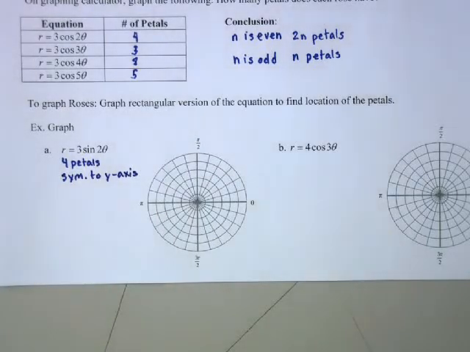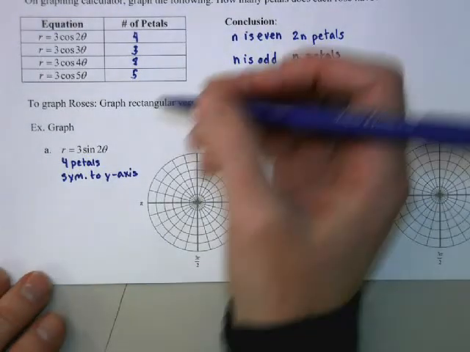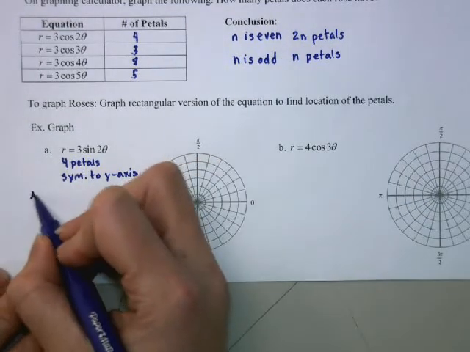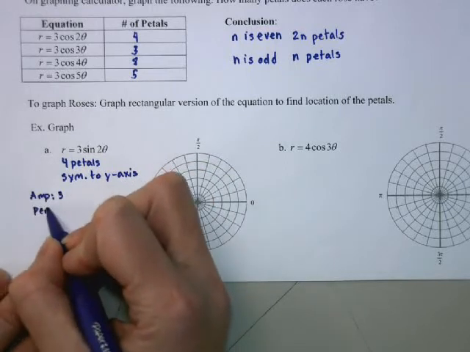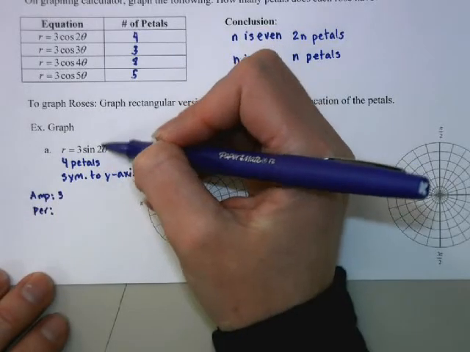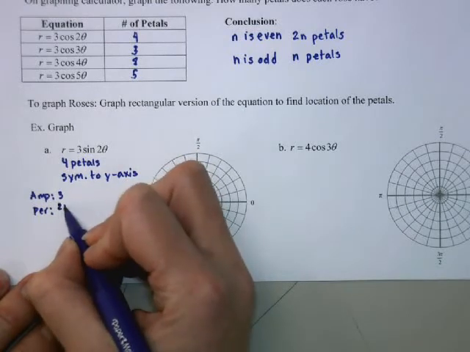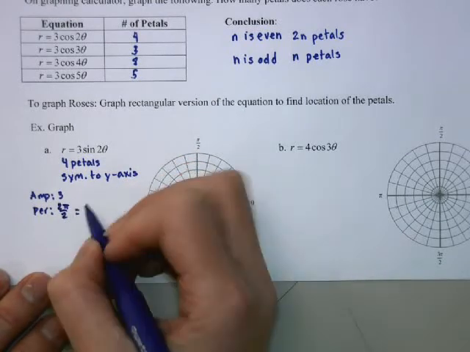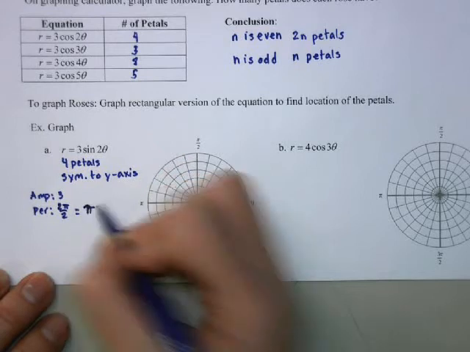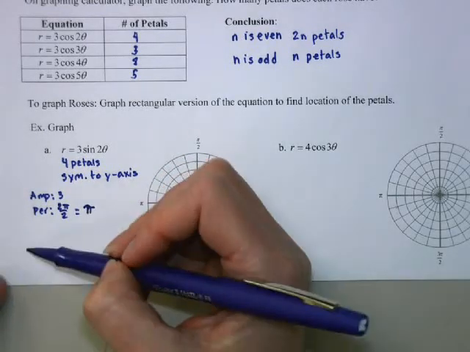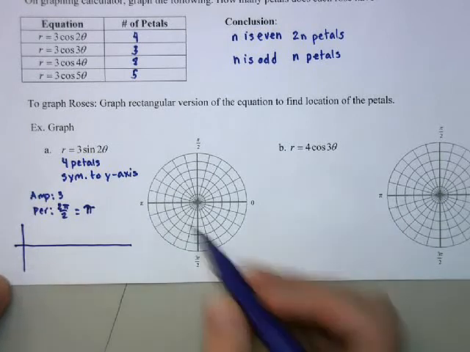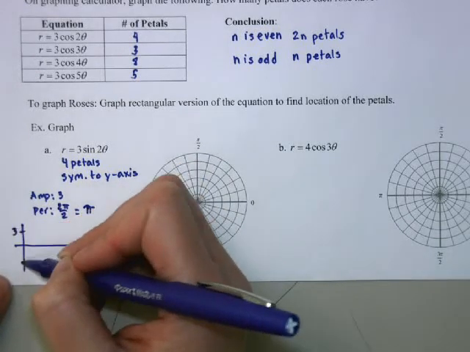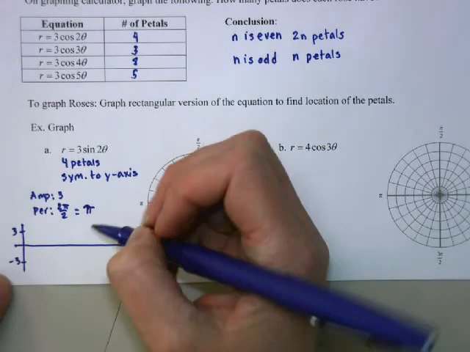So I'm going to graph this like we did before Christmas using the rectangular graph. The amplitude is going to be 3. The period is going to be 2 pi over this number here. So 2 pi divided by 2 gives me a period of pi. So I'm going to have a 3 here, negative 3 here.